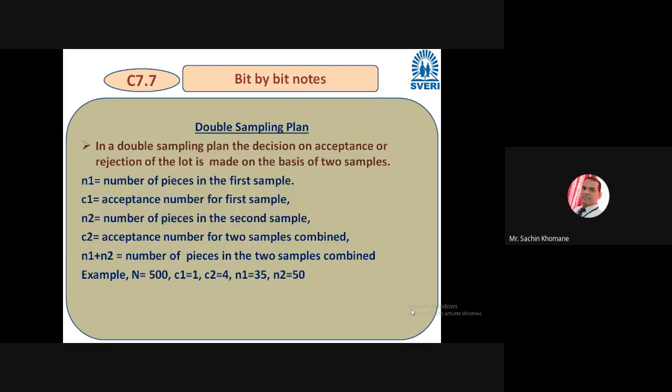Now double sampling plan. Name itself is telling double, 2 times sampling you have to do. So in a double sampling plan, the decision on acceptance or rejection of the lot is made on the basis of 2 samples. How will you decide whether the lot is accepted or rejected? Based on 2 samples. You have to draw 2 samples there. Getting?